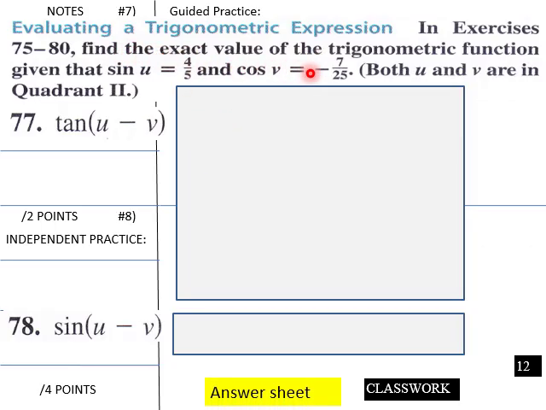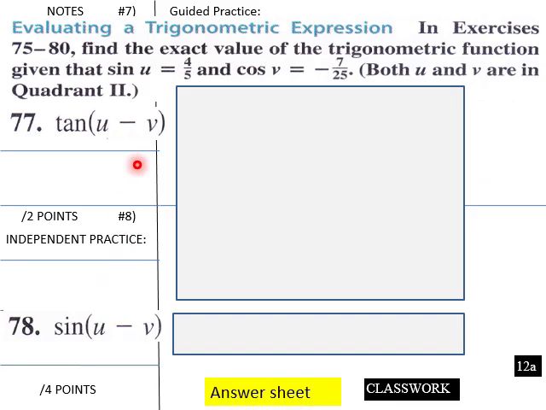Find the exact value of the trig function given that sine u equals 4 over 3 and cosine v equals negative 7 over 25. Both u and v are in quadrant 2, so that'll help us there with our values. And then we have tan u minus v, and then down here we have sine u minus v. So find the exact value of a trig function.